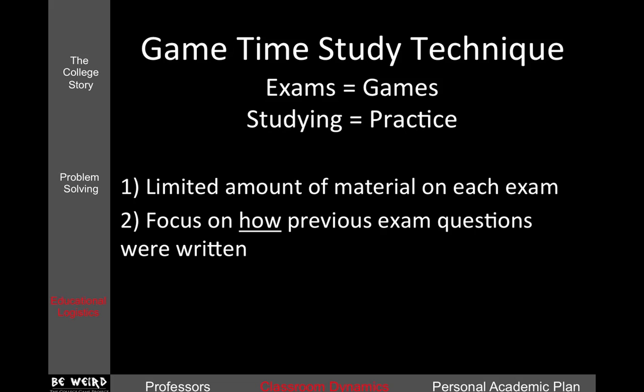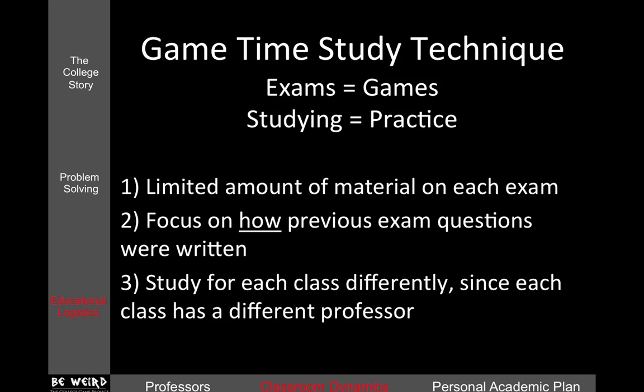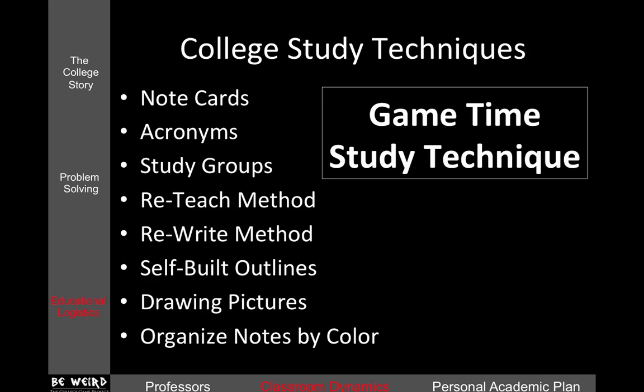Last highlight is you should be studying for each class differently, since each class has a different professor writing different types of questions. Take these 3 points and combine them together, and you should have a good strategy for studying in college. Remember, the list of study techniques that you see here is also available in the download section on this website. So if you're struggling in classes, take a look at the study techniques you're trying, and don't be afraid to try new ones and see if that solves the problem.